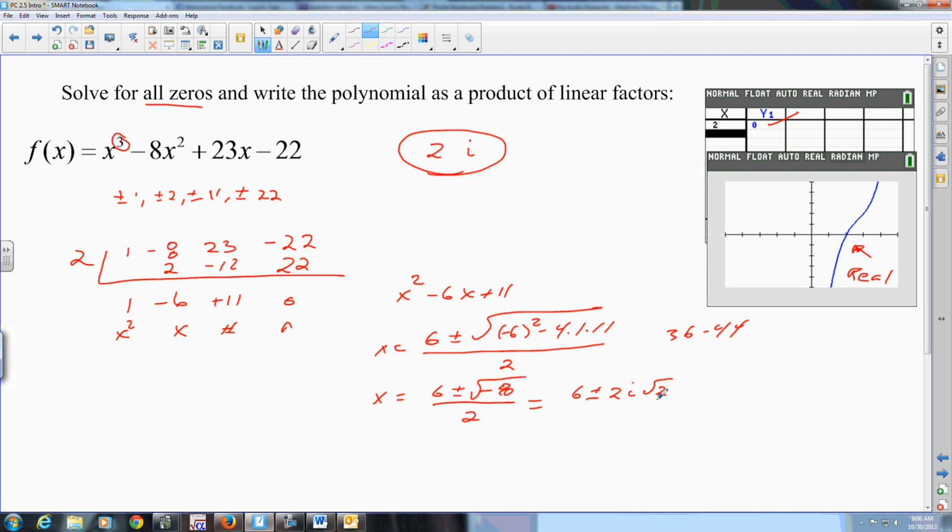So then that becomes 6 plus or minus 2i square roots of 2 over 2. And the 2 is going to reduce in both of these. So your answer is 3 plus or minus i square roots of 2.